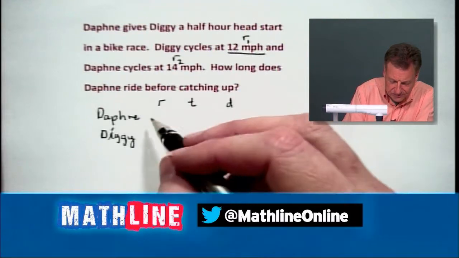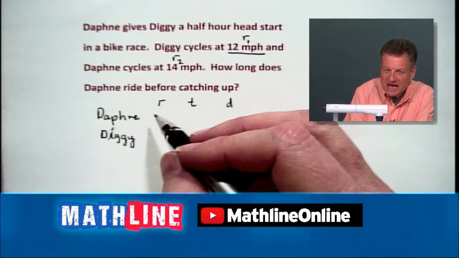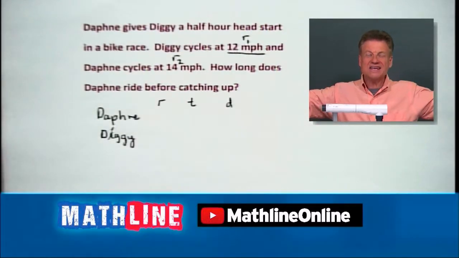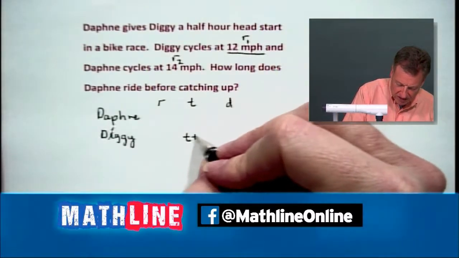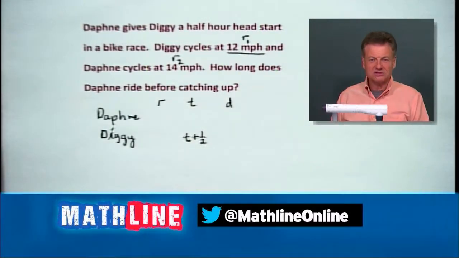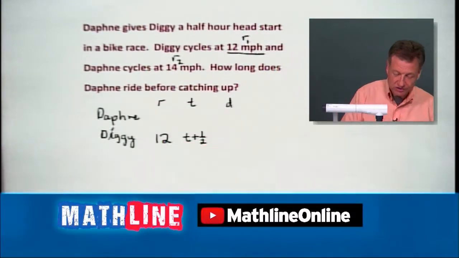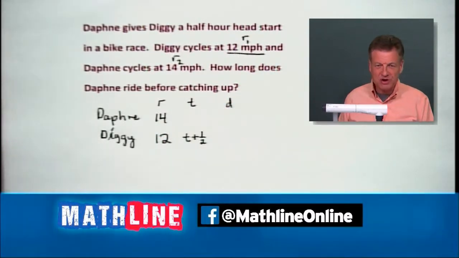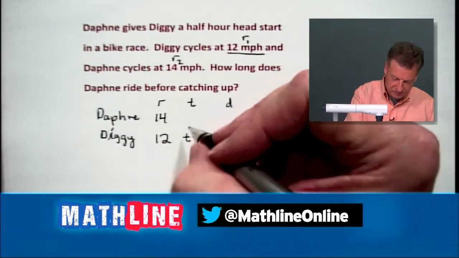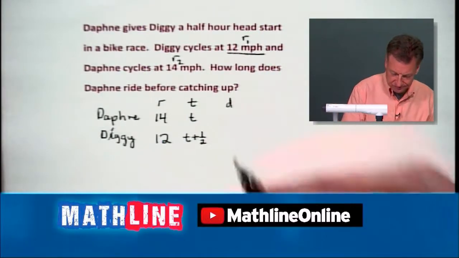So what's the deal? Daphne gives Diggy a half-hour head start. That means he gets what? He gets an extra 30 minutes. So Diggy, we're going to give you 1/2 hour. You get extra time. You're still cycling at 12. That's not going to change. Daphne, she's cycling at 14 miles per hour. She didn't need the extra half hour, but she's going to catch up with you because she's moving faster and faster along the way.